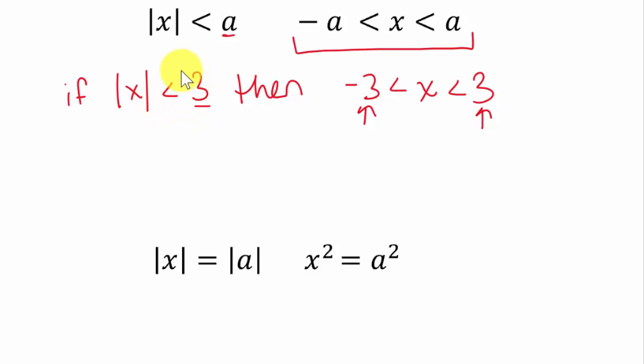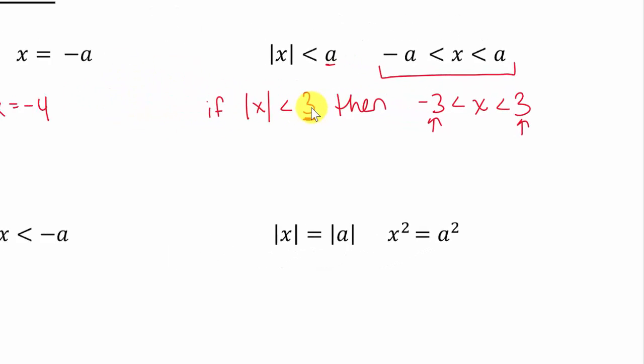Okay, and you'll see that this is always positive here. This 3 has to be positive because the absolute value of x is going to be a positive number. So I can't say that the absolute value of x is less than negative 3. That would never be true.